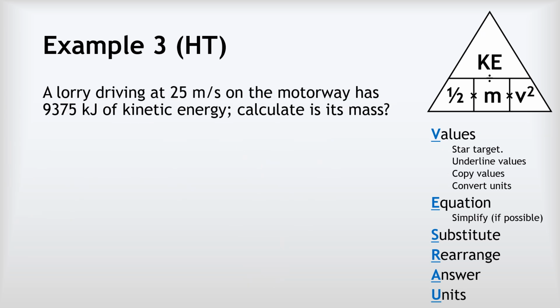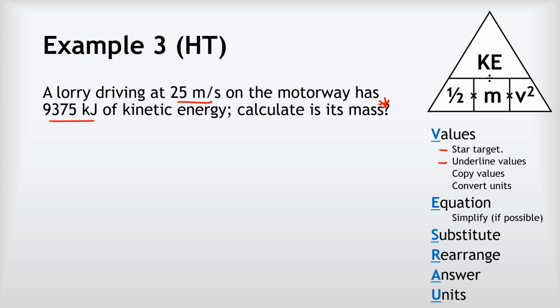Bit of a harder one this time, so more of a higher tier because it's going to involve some rearrangement. A lorry driving at 25 meters per second on the motorway has 9,375 kilojoules of kinetic energy. Calculate its mass. So let's work through Vesrel. Star the target, the mass. Put a little star there to remind us that's what we're finding out.